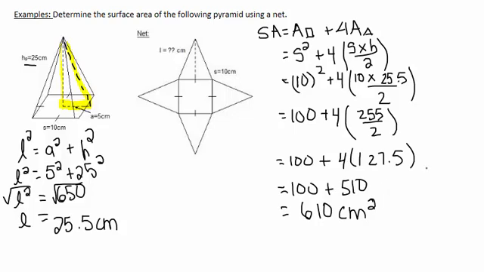So in summary, just remember that when calculating the surface area for a pyramid, there's that extra calculation of the slant height, because the height that's given refers to the height of the pyramid, not the height of the triangle that makes up the faces in the net.